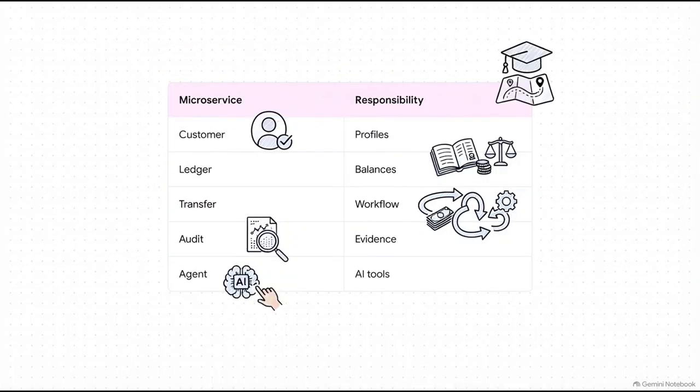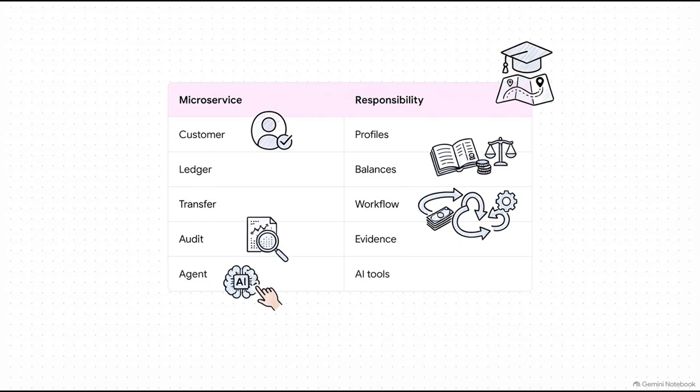To break that massive system down just a bit further, let's look at the explicit boundaries of those microservices. A key rule here is that each service completely owns its data. The customer service handles all profiles and validation. The account and ledger service is the absolute authority on balances and immutable entries. Payment and transfer tackles the complex workflow of actually moving money. Search and audit provides our transaction evidence via Elasticsearch.